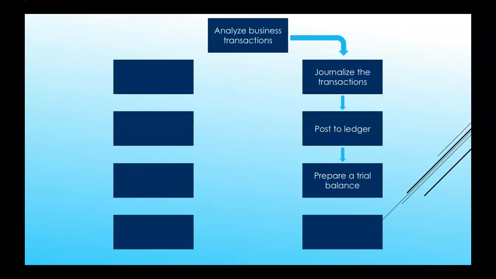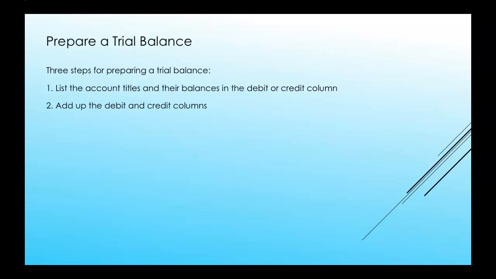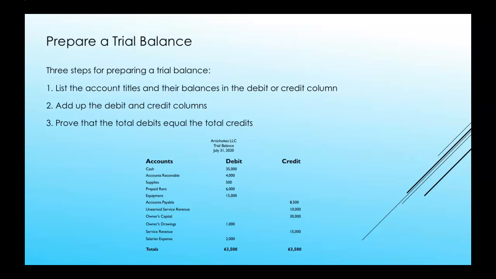After you post to the ledger, then you can prepare a trial balance. So there's a few steps to preparing a trial balance. First, you list out the account titles and their balances in either the debit or the credit column, depending on their normal balance. Then you add up the debit and the credit columns. And then lastly, you prove that the total debits equal the total credits. So a trial balance would look something like this.